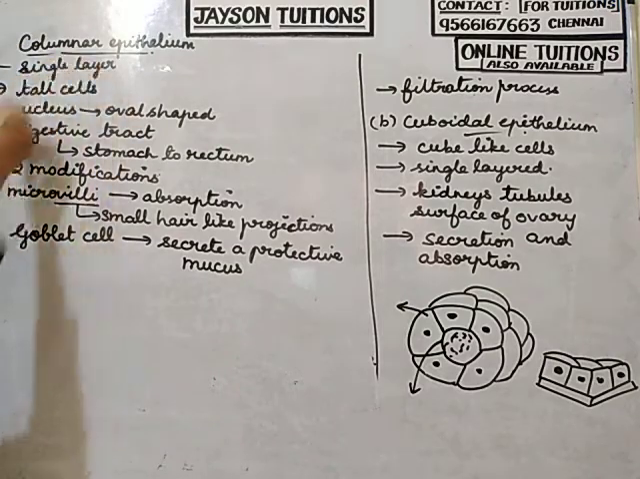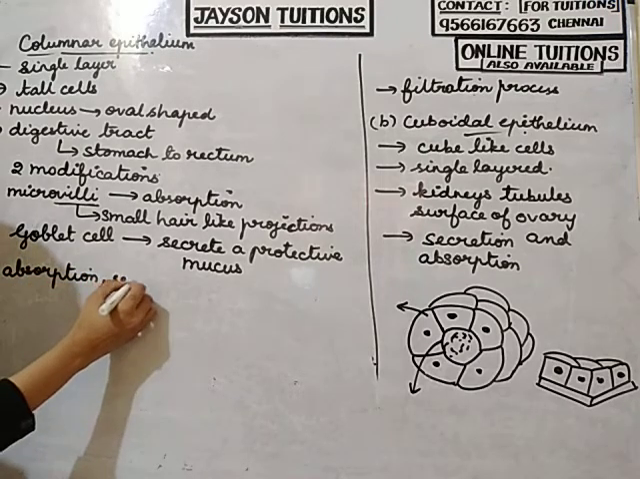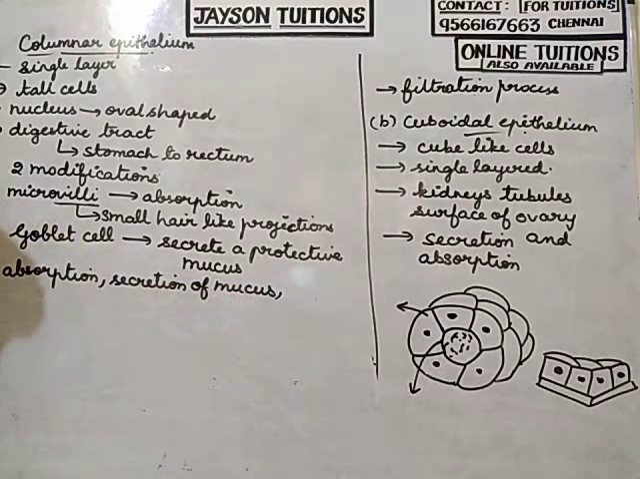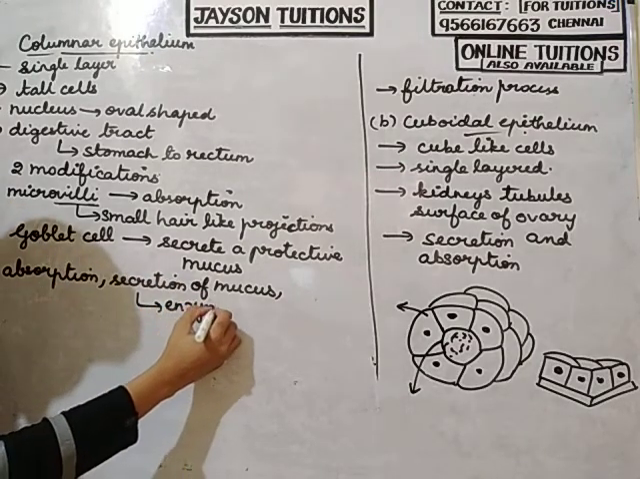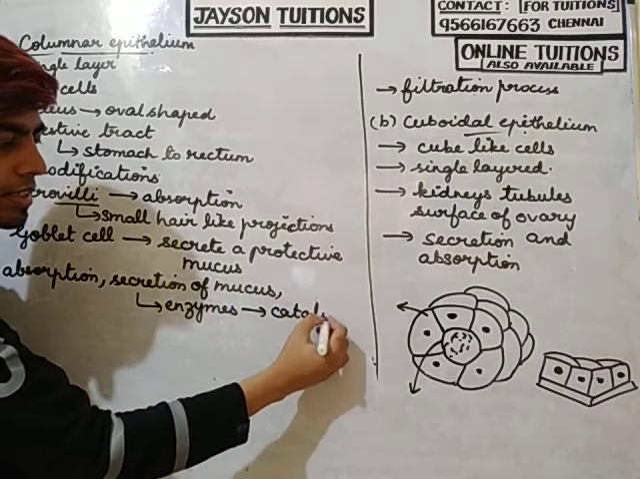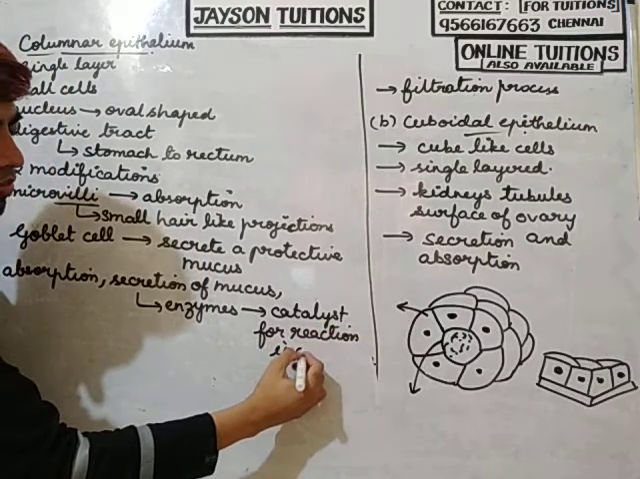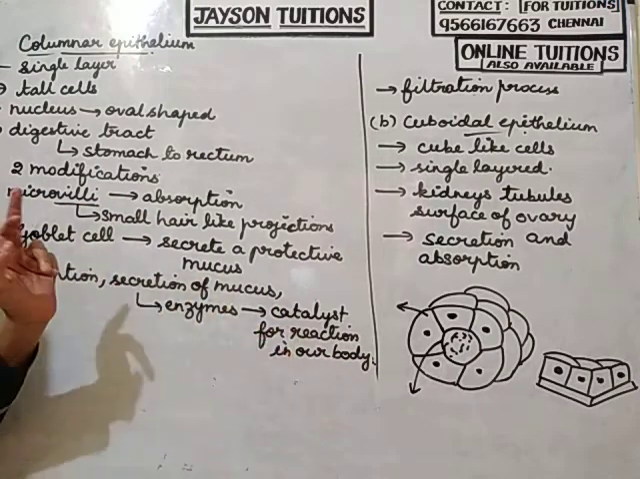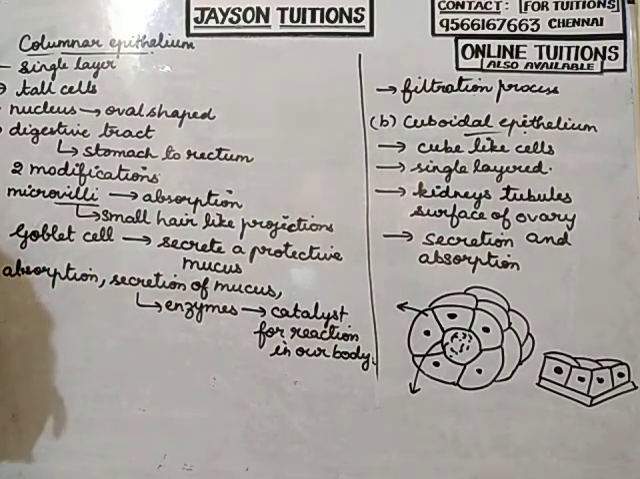What is the function of this columnar epithelium? It will do absorption, secretion of mucus, and it will secrete enzymes. Enzymes means what? Enzymes act as catalysts for the reactions that take place in our body. Whatever reaction is taking place in our body, that enzyme will act as a catalyst for it. And it will also secrete mucus and undergo absorption.